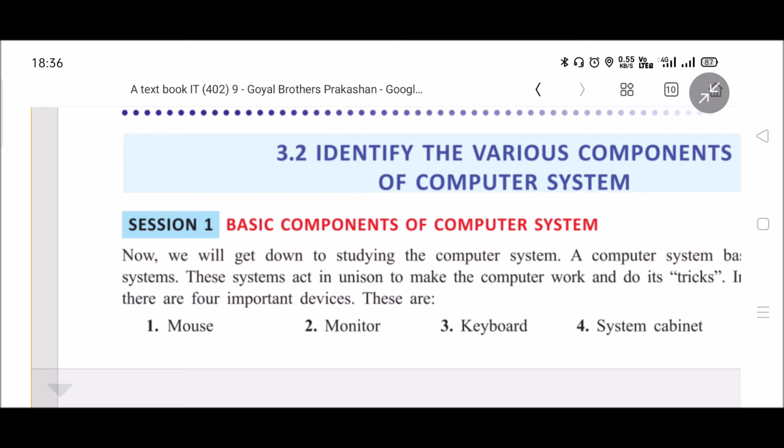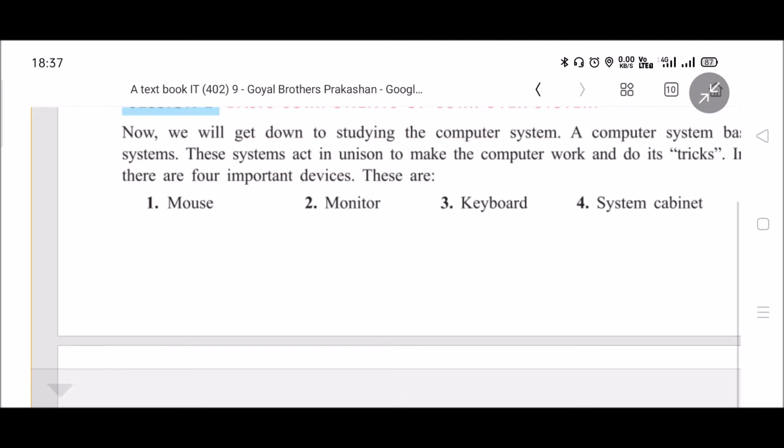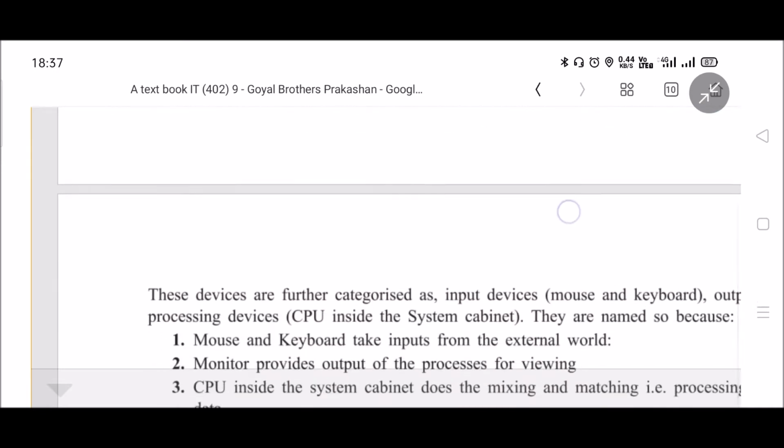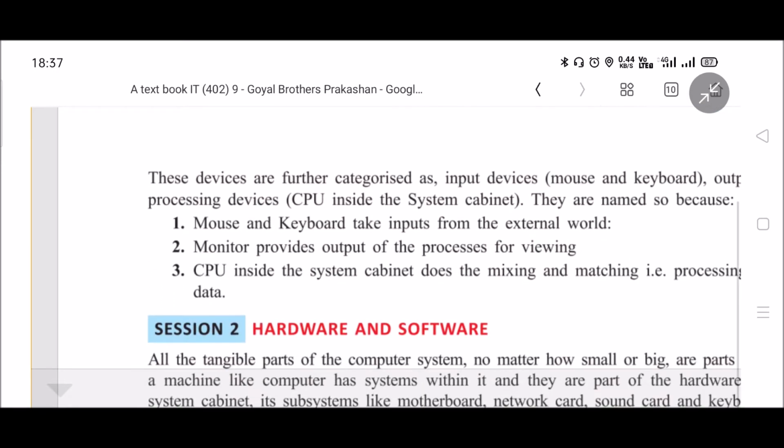The computer system is logically divided into three different units, that is input unit, central processing unit and output unit, that we will discuss later. Here the basic components of the computer system are mouse, monitor, keyboard and system cabinet. So let us discuss all these different units.